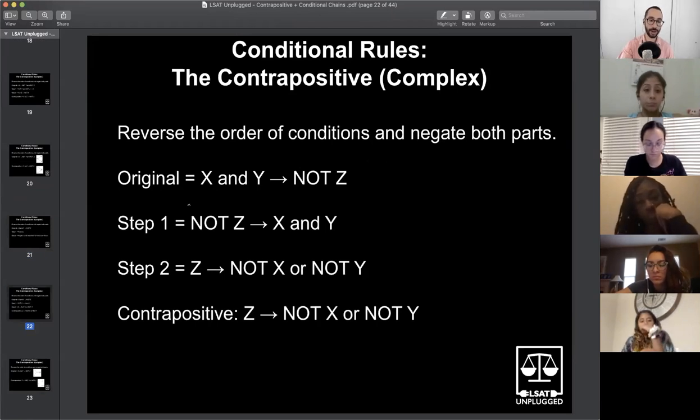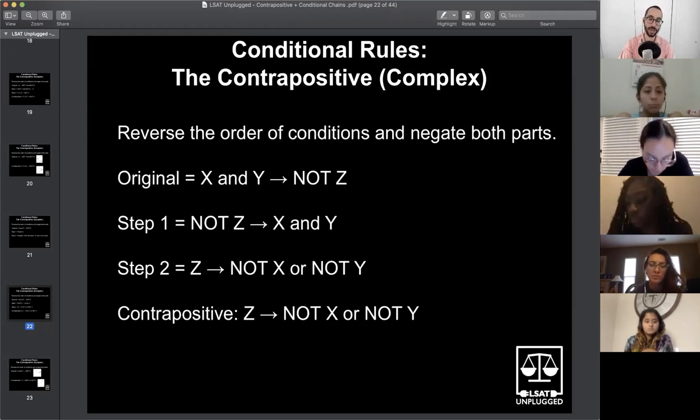So here it is. Again, I'm laying it out. We're reversing the variables around the arrow. So not Z was at the end, now it's at the beginning. X and Y were at the beginning, now they're at the end. Negating now: not Z becomes positive Z. X becomes negative X. Y becomes negative Y. And of course, and becomes or. Important to do that step as well in order to maintain equivalent meaning.